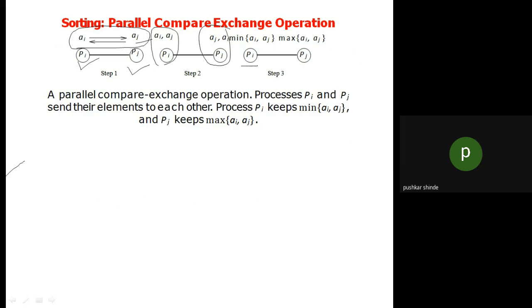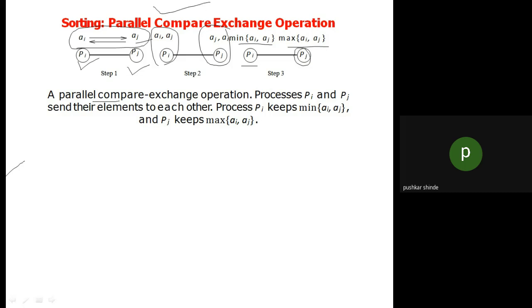Then processor pi, let's say, will keep the minimum of ai aj and pj will have the maximum of ai aj. So whatever is the minimum of ai aj, the less indexed processor will have that value, and the larger indexed processor will have the max value. So this is the parallel compare exchange operation.